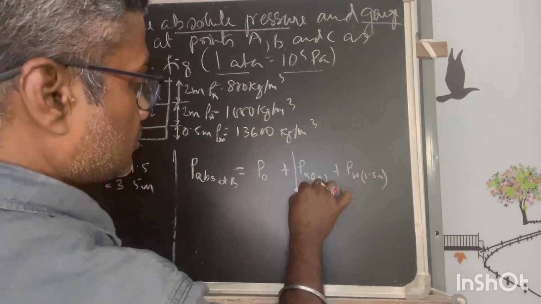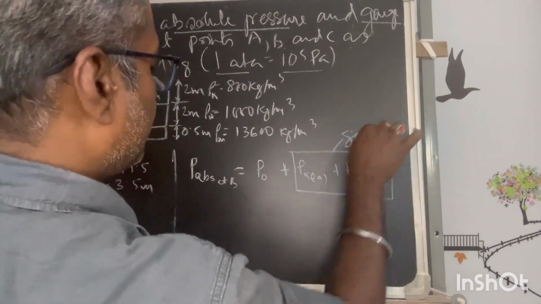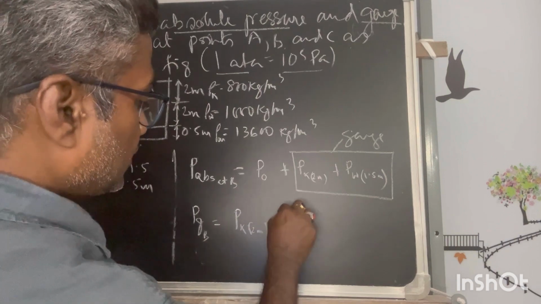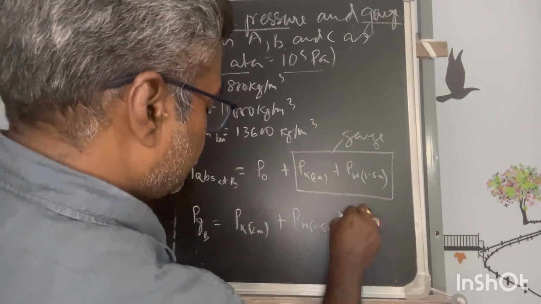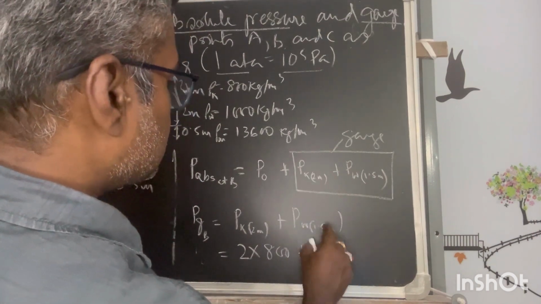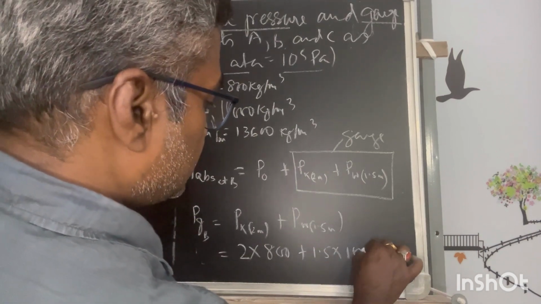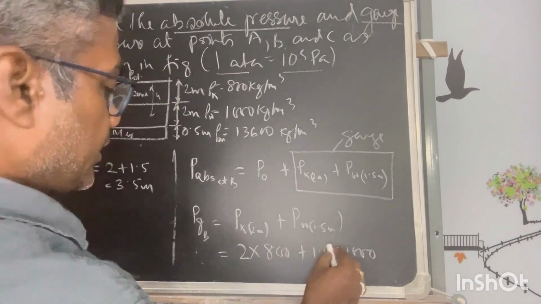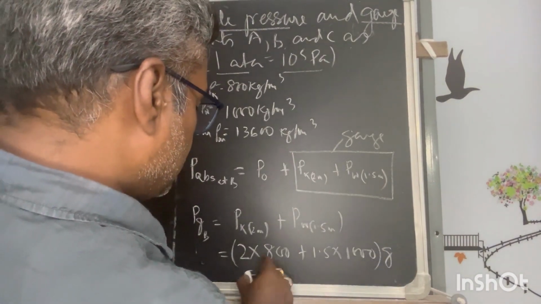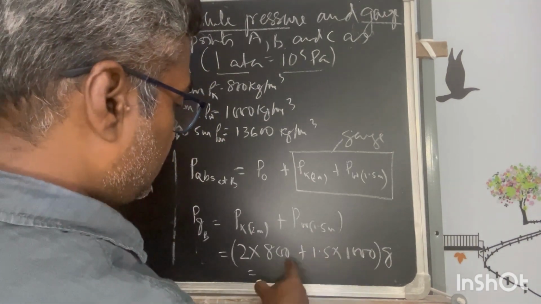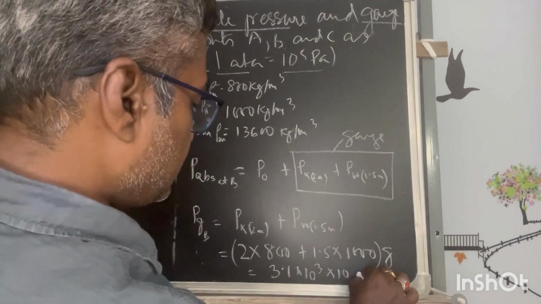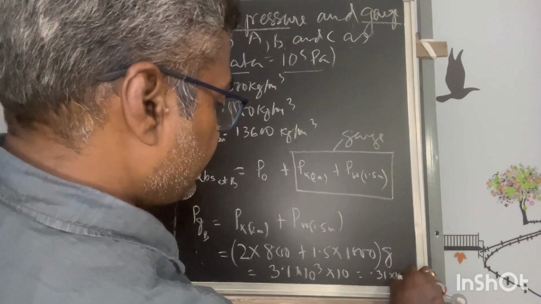What is your gauge pressure? This part is your gauge pressure for B. The gauge pressure for B will be the pressure for the kerosene 2 meter column plus the pressure for the 1.5 meter water column. So this is 2 into rho, the rho of kerosene is 800, plus water, 1.5 and rho is equal to 1000. This is the pressure h rho g, and g will be common for the whole thing. So this is 2 into 800, which is 1.6 into 1000, plus 1.5 into 1000. That means 3.1 into 1000 into g, with g equal to 10, so it is equal to 0.31 into 10 to the power 5 Pascal.